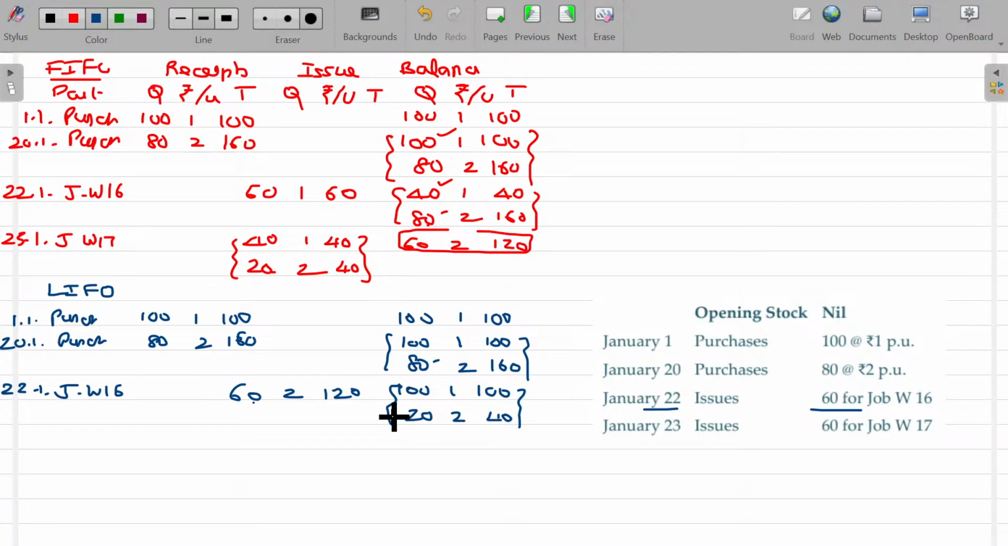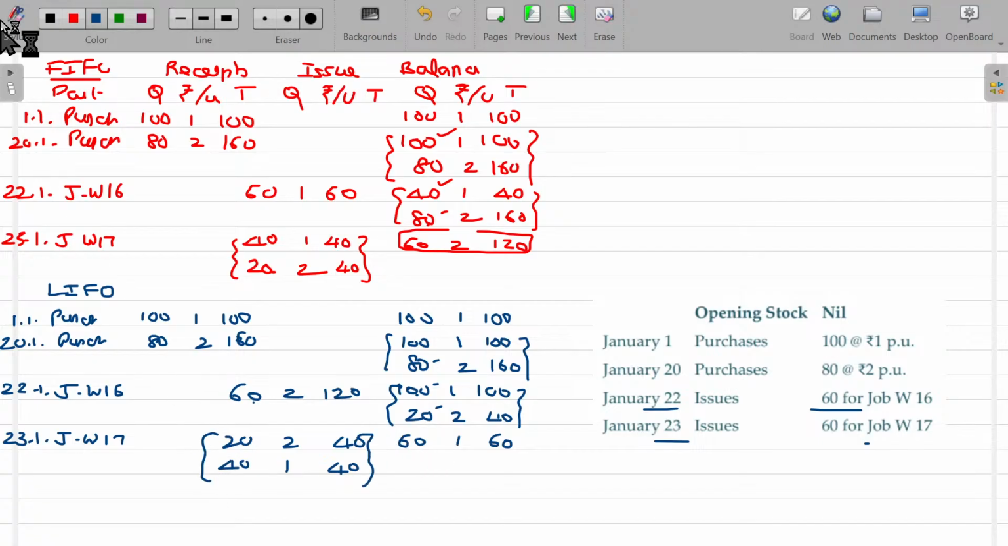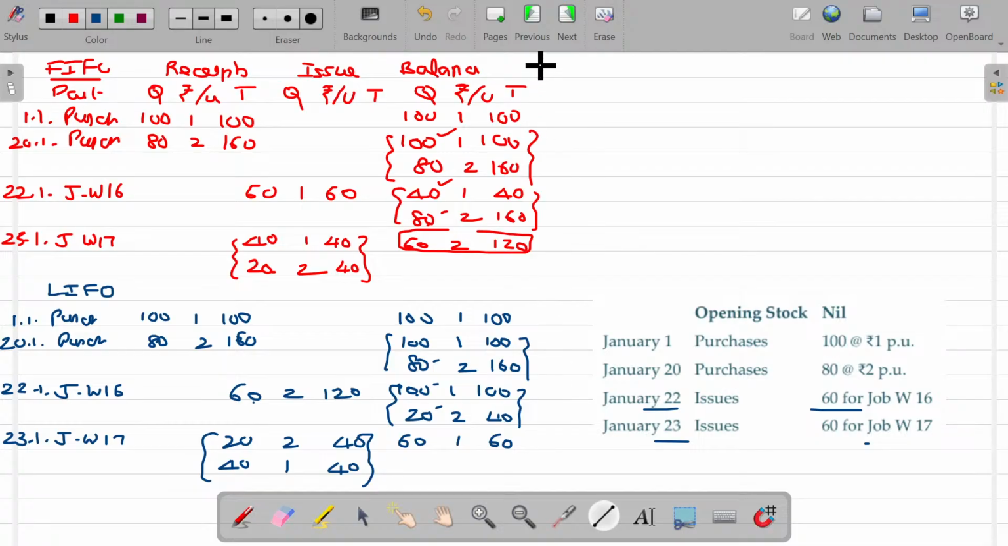Clear? And again, we made one more issue on 23rd Jan, job W17, issue being 60. First you have to issue from here 20 units at rupees 2, 40 rupees. The balance 40 will be issued from the first item, which is 40 rupees. So in that 140 issued, so we have 60 units at rupee 160. This 20 is completely issued. Hope you will now be able to understand the FIFO and LIFO methods.